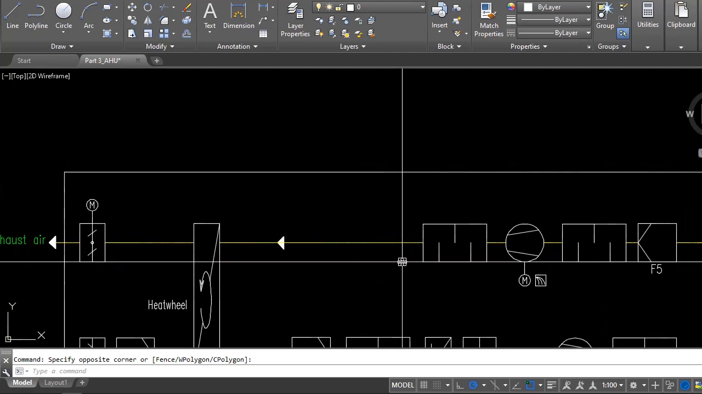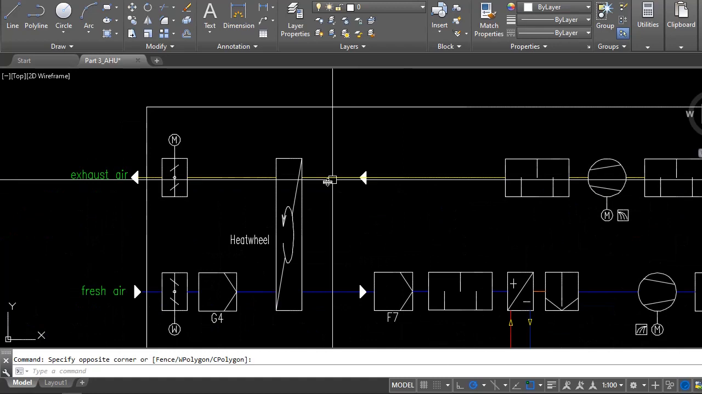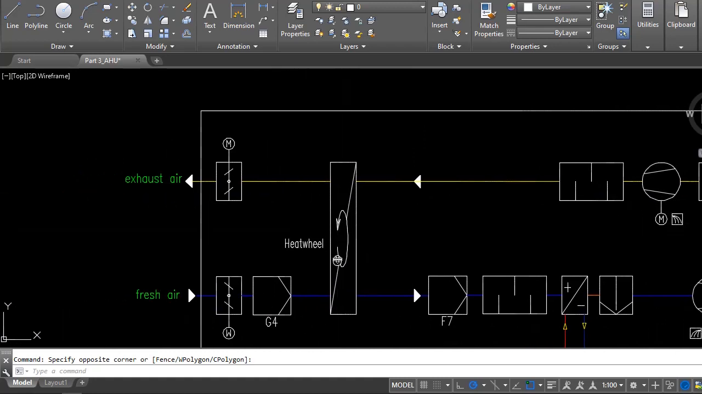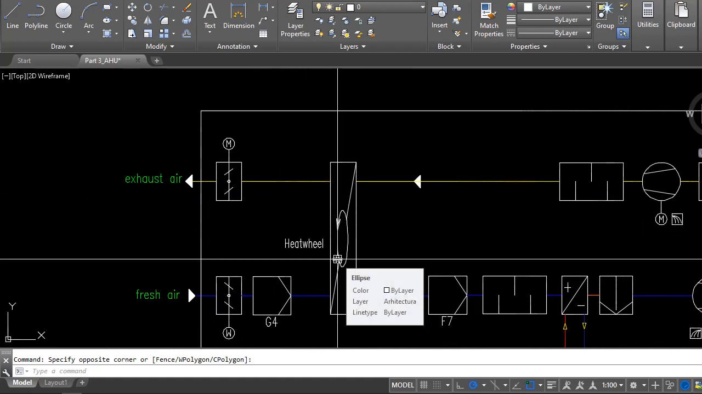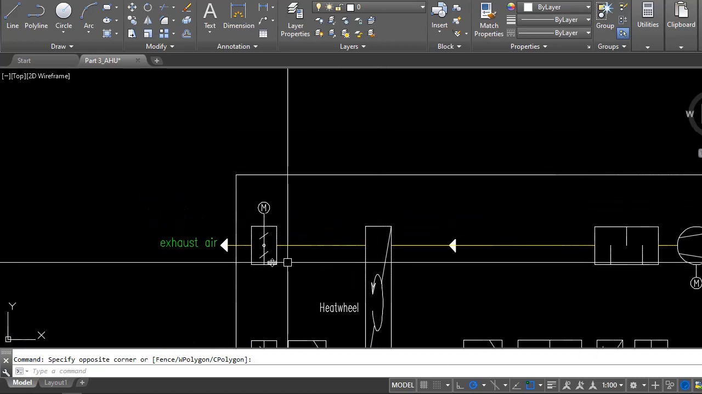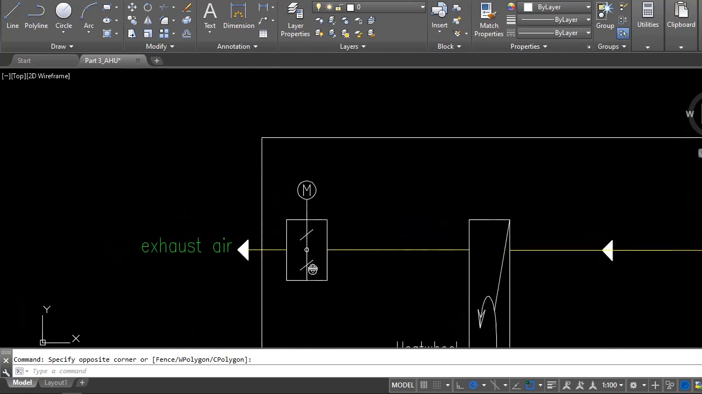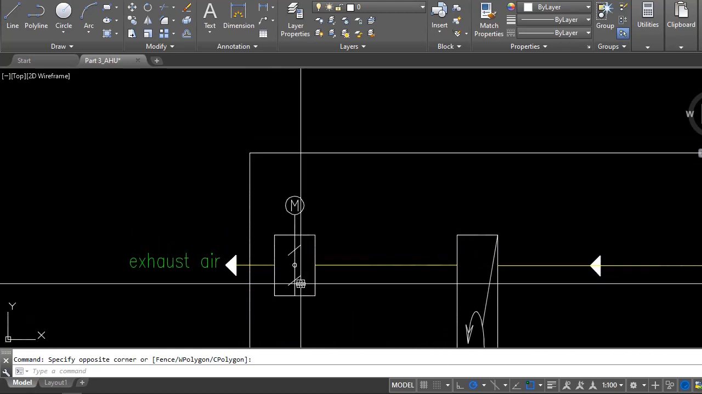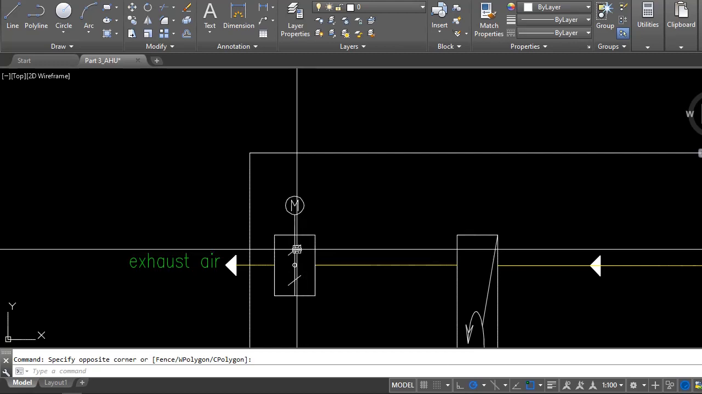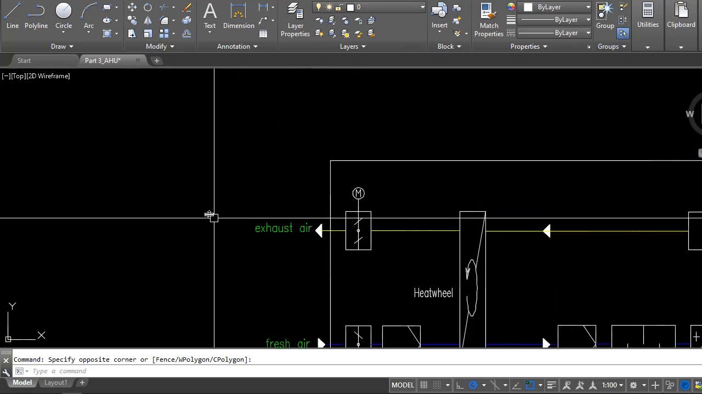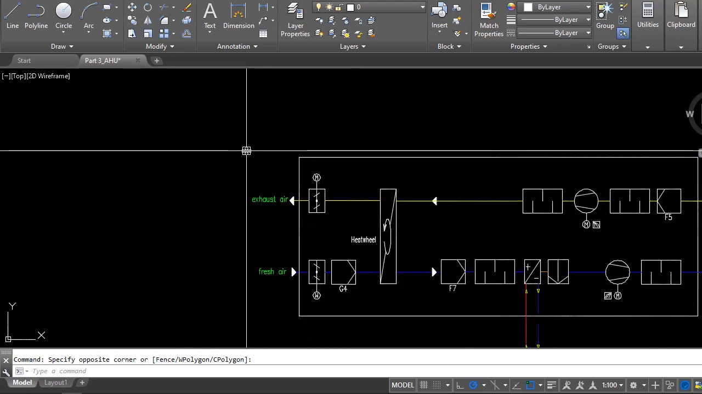After this, the exhausted air passes through the heat wheel here, where the heat of the extracted air is passed without odors to the supplied air. And finally, we have here the motorized damper that is used for regulating the airflow that exits the air handling unit. And then the air is exhausted into the atmosphere.